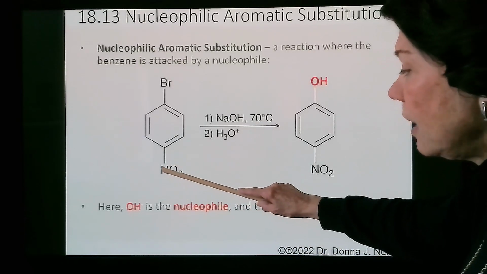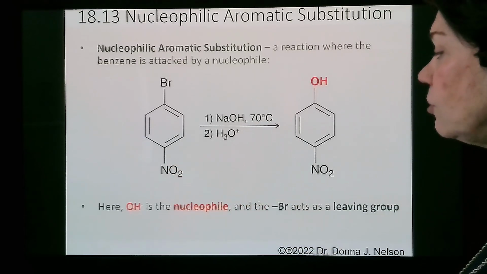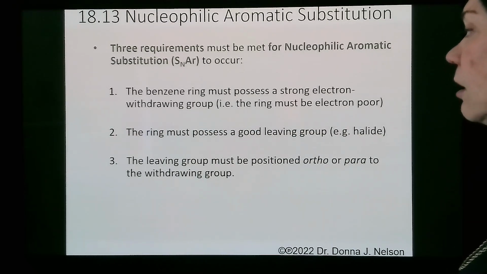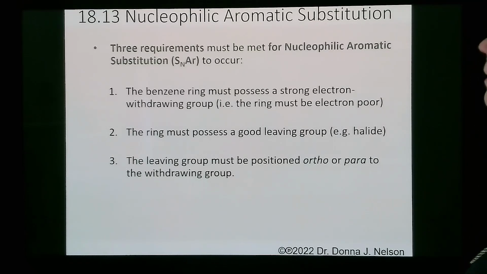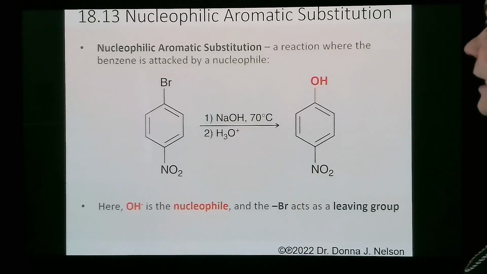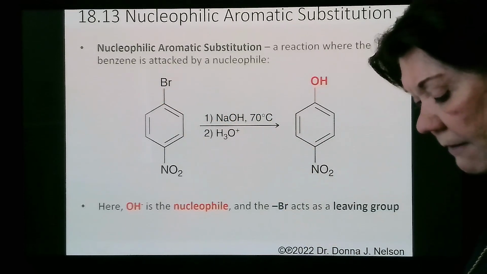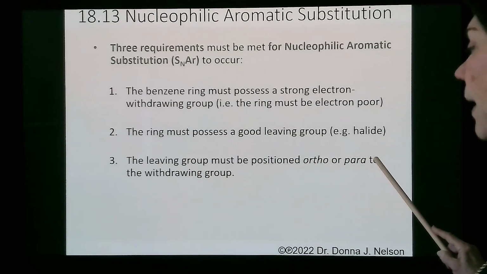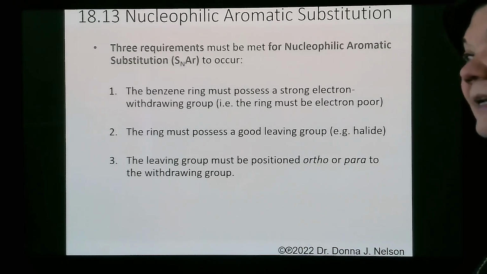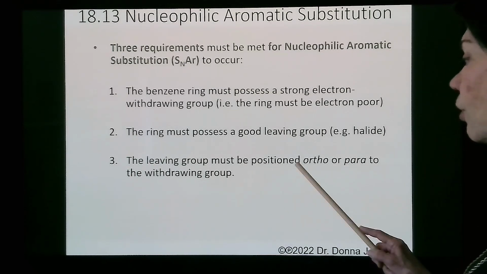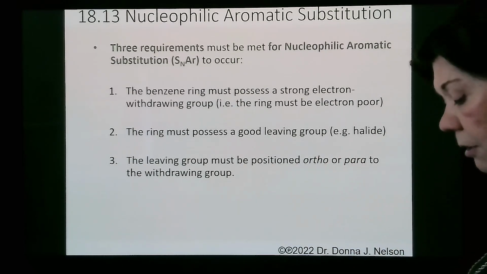Notice the placement of the nitro group, the strongly electron withdrawing nitro group. And so the benzene ring must possess a strong electron withdrawing group, nitro. The ring must possess a good leaving group. So here you have the good leaving group, so that's bromo. The leaving group must be positioned ortho or para to the withdrawing group, and that is because the negative charge that's generated must be stabilized by that withdrawing group, which is going to be in the ortho or para position.